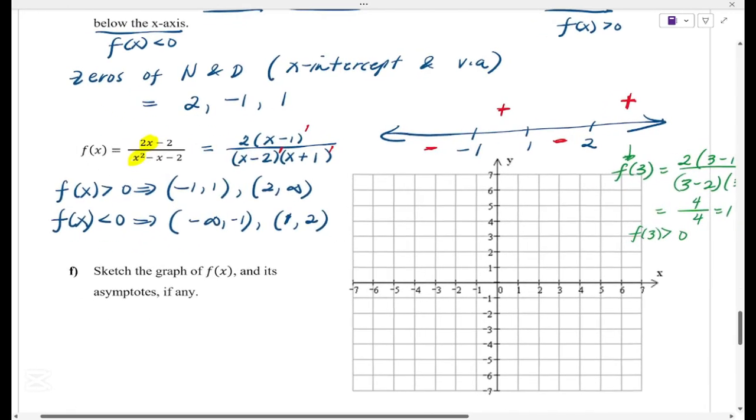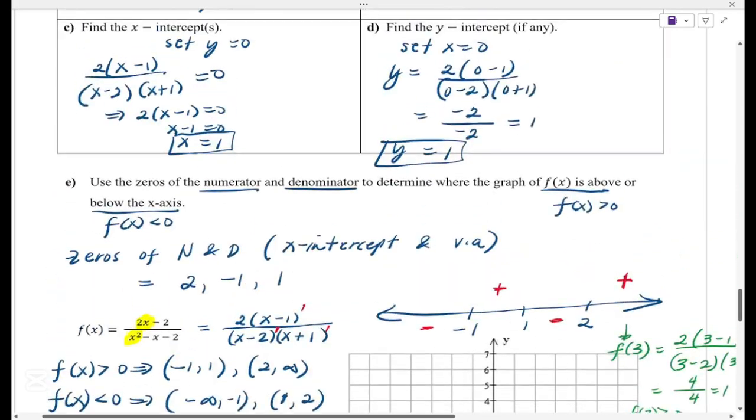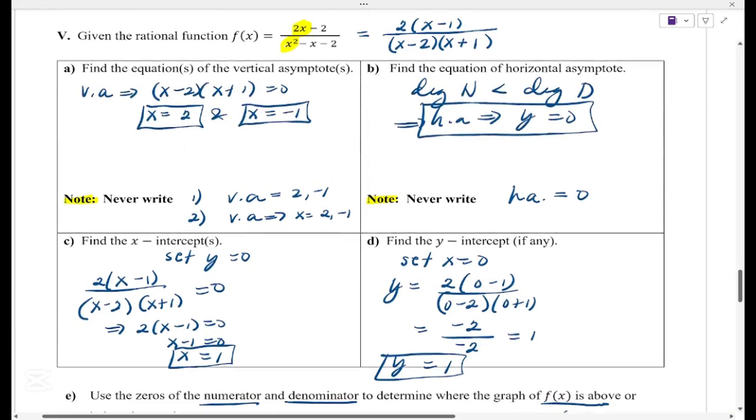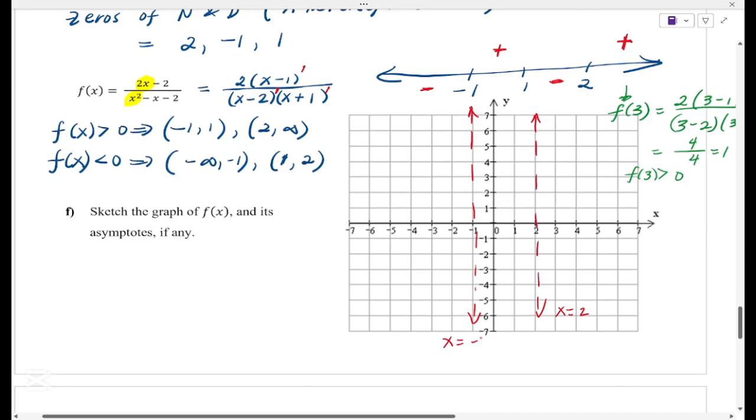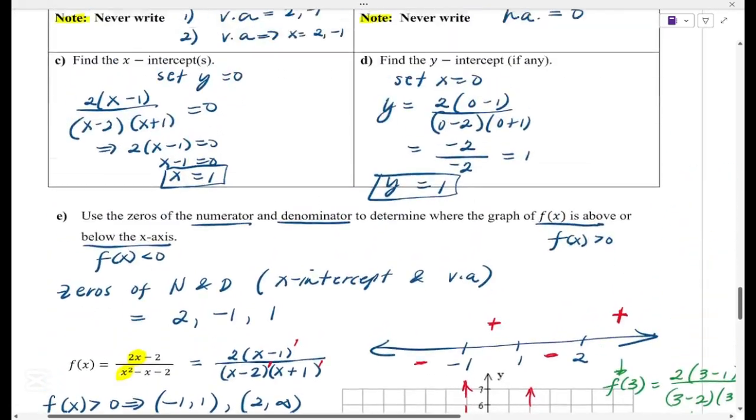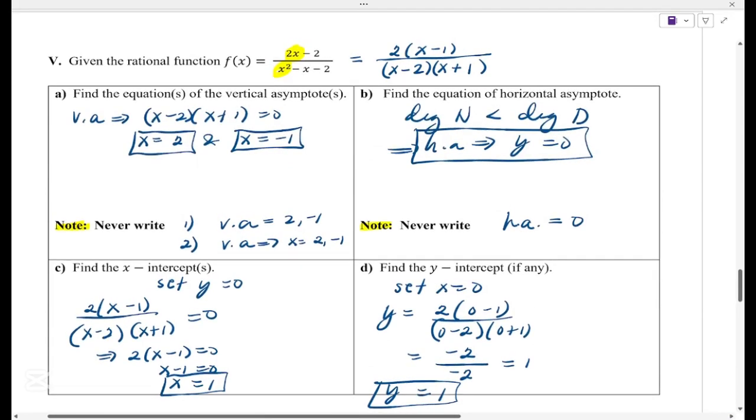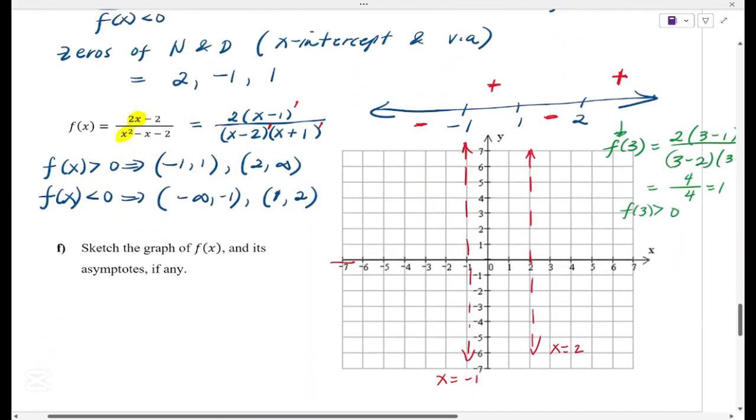So now let us try to sketch the graph using this information. Let us start with the vertical asymptotes 2 and minus 1. Vertical asymptotes x equal to 2, so I'm writing this as x equal to 2 and x equal to minus 1. And then after the vertical asymptotes, we can now graph the horizontal asymptote, which is y equal to 0. Y equal to 0 is the x-axis.